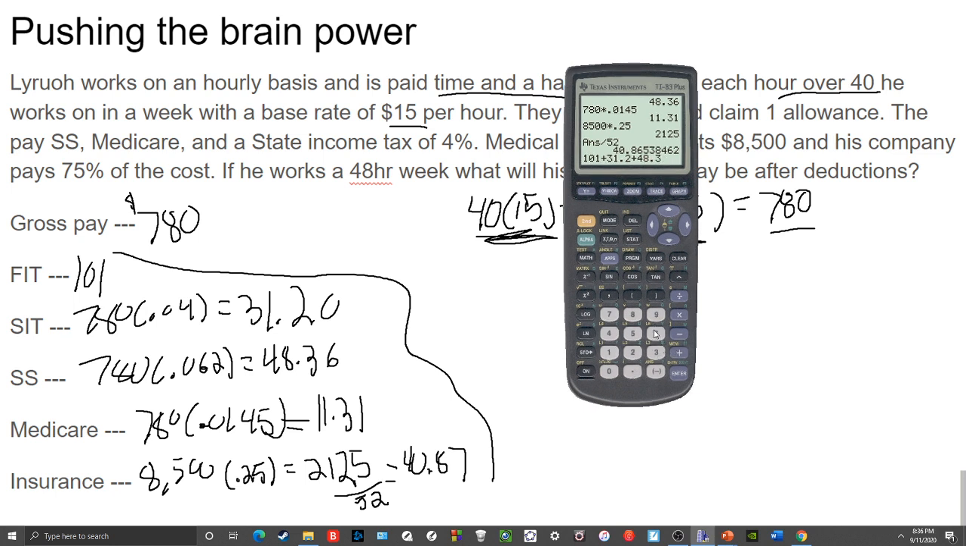48.36 plus 11. Plus 1131. There we go. And then that's weird why they split that, but okay. And then plus 4087. Now add those together, we get 232.74.